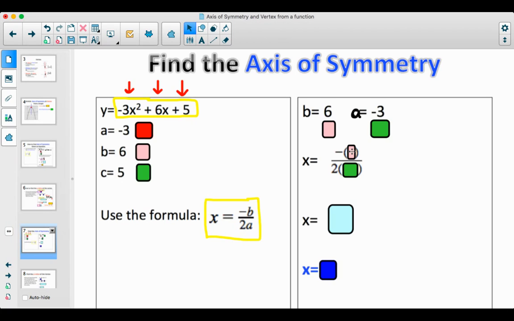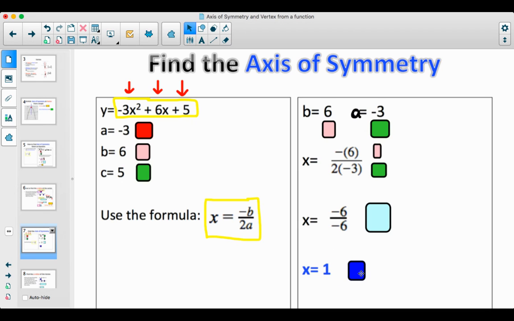So we have -b on top, so we have -6, and then on the bottom we have 2 times A. Our A is -3. Now we need to do multiplication of 2 times -3, -6. So we have -6 divided by -6, which is 1. So the axis of symmetry, our x coordinate, is 1.